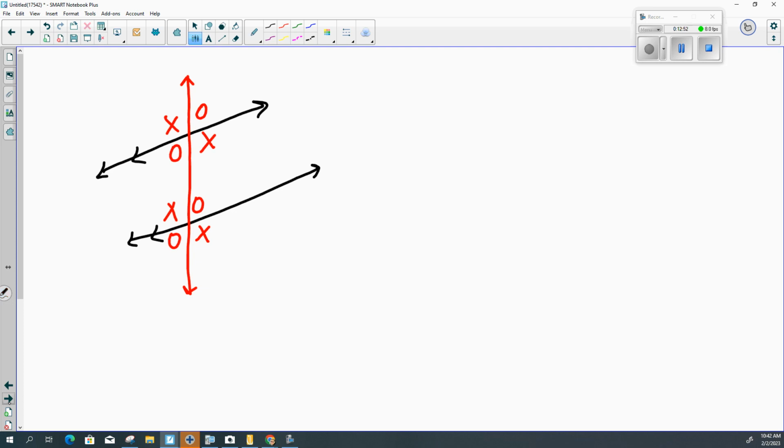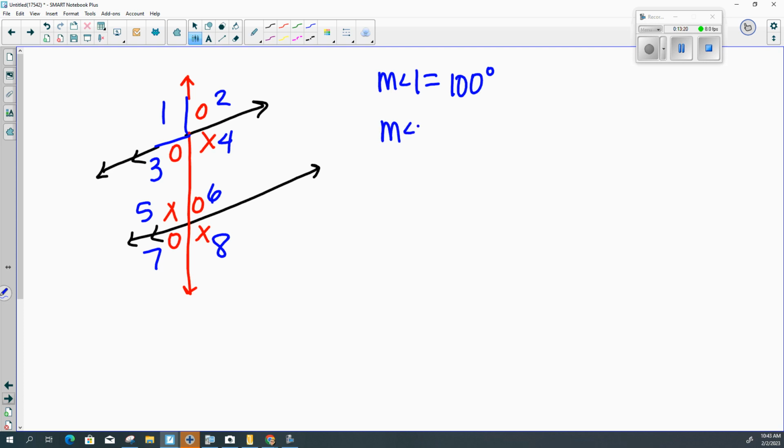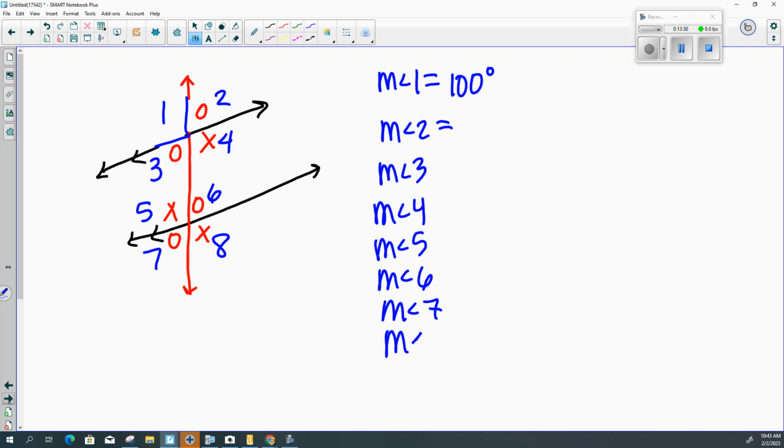Okay, so I want you all to answer to me. If I tell you that this x is 100 degrees, oh, wait, I got to do something else first. We're going to call these angles 1, 2, 3, 4, 5, 6, 7, and 8. I'm going to tell you the measure of angle 1 equals 100 degrees. I want you to find the measure of angle 2, angle 3, angle 4, and 5, and 6, and 7, and 8.